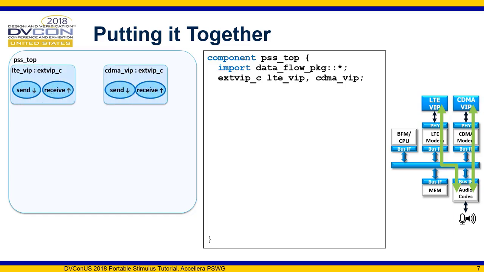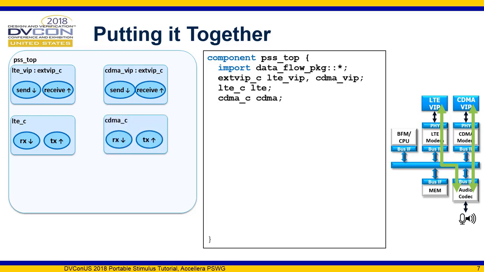That's our CDMA VIP. Now we instantiate the component that represents the LTE modem itself, so it knows how to do a receive and a transmit. Then we instantiate the CDMA modem, different component, different protocols, but it also knows how to do receive and transmit. And what's important over here is they have the same API, right, and the same interface. They both want to receive these packets and send out these data streams. And then we instantiate the audio codec that wants to take a data stream as input.